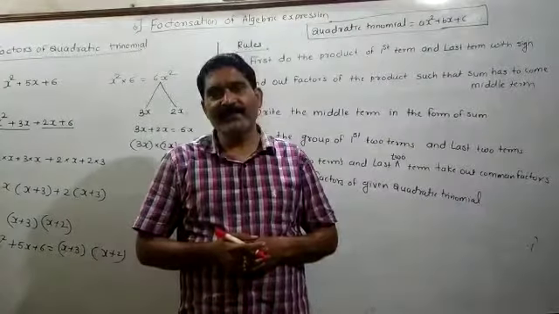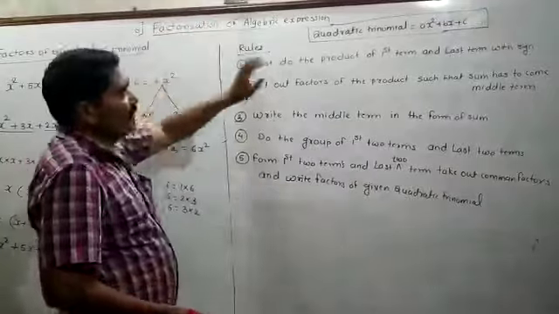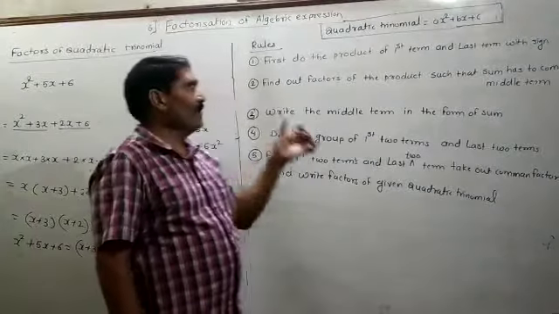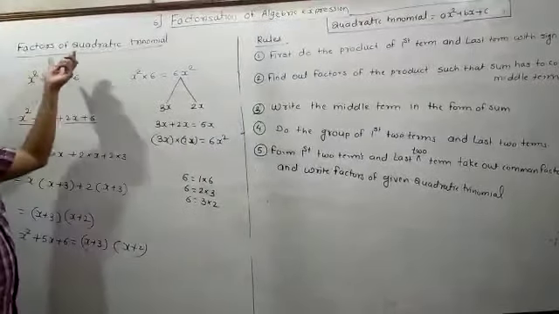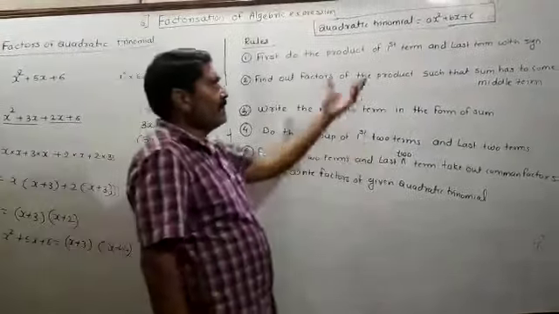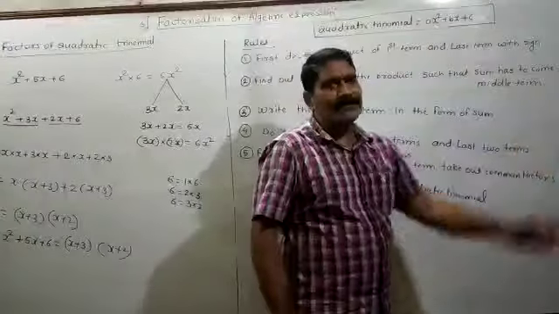Friends, today we have to start with the new lesson, factors of the algebraic expression. And you have to start with the topic, factors of the quadratic trinomial. What is the meaning of quadratic trinomial? The standard form of the quadratic trinomial is ax square plus bx plus c.